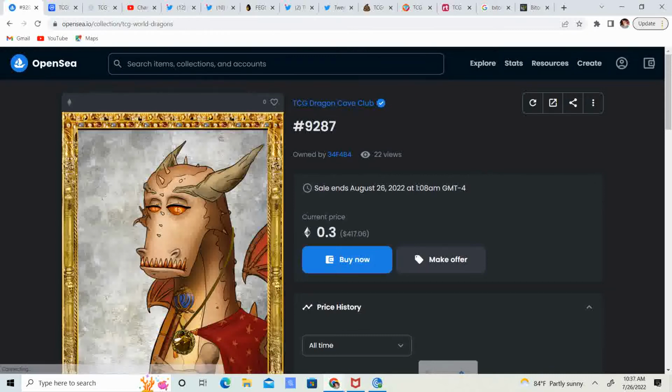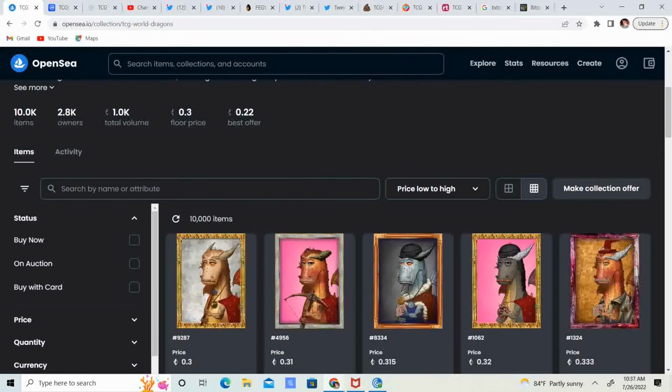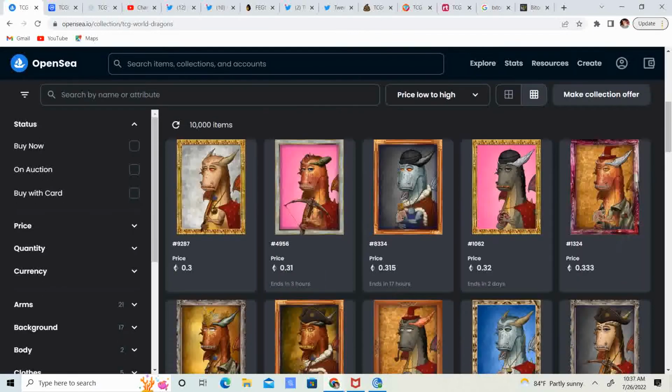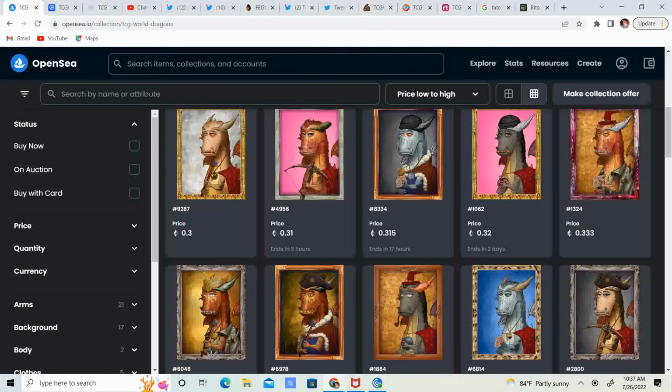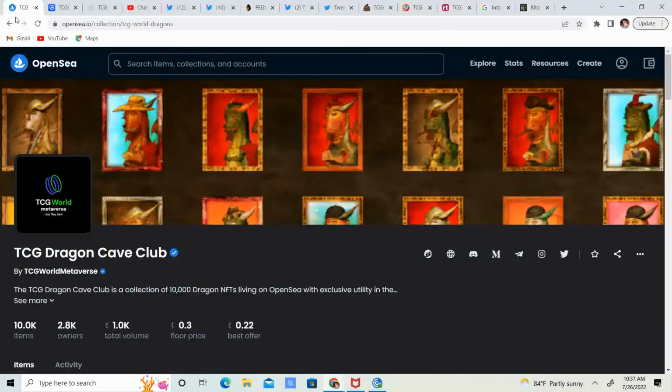So it's definitely something that I'm going to try to accumulate. And I think the prices are pretty decent. I think 0.3 Ethereum at $420 plus gas fees is definitely a good deal.